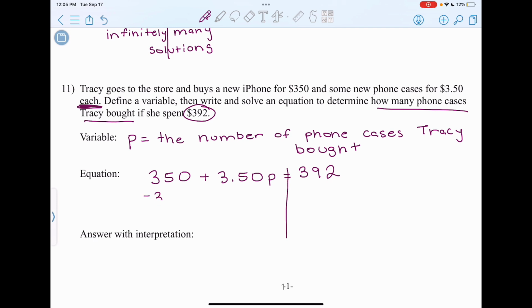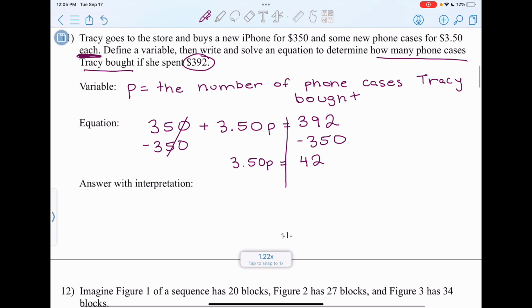So I'm going to subtract the 350 to either side. And I'm left with 3.50P is equal to 42. And then since the 3.50 is being multiplied to P, I'm going to divide by 3.50 to both sides. And I'm left with P is equal to 12.